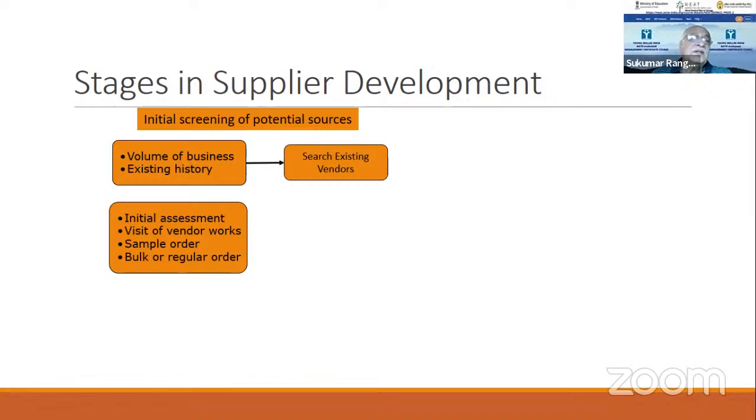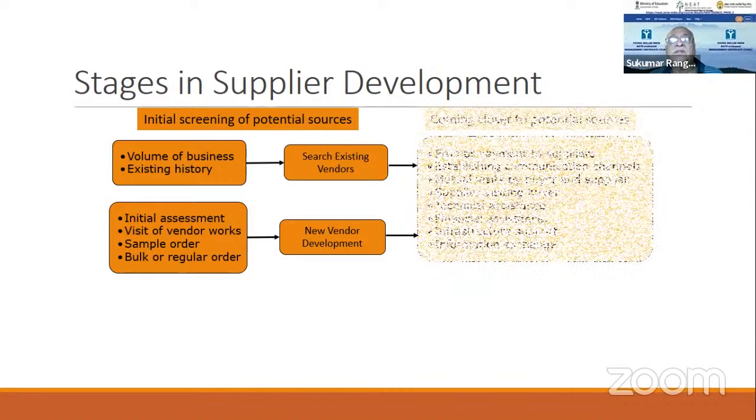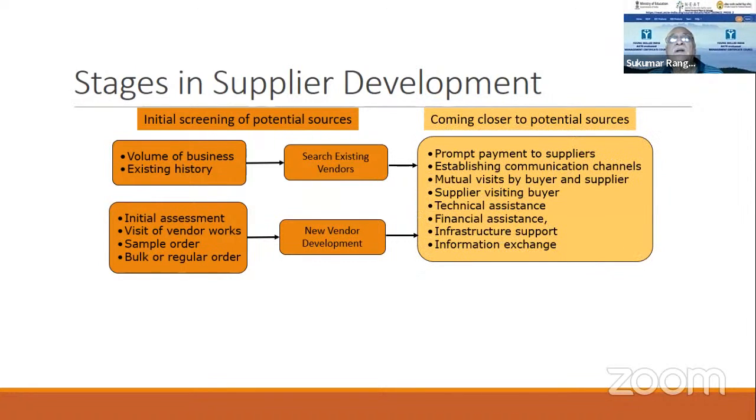So initial assessment, visit of the vendor works, placing a sample order, and based on that, then place the bulk or regular order. This is a part of the new vendor development process. So ultimately it results in coming closer to your potential sources. And of course, these are all the advantages: prompt payment to suppliers, establishing, etc., etc.